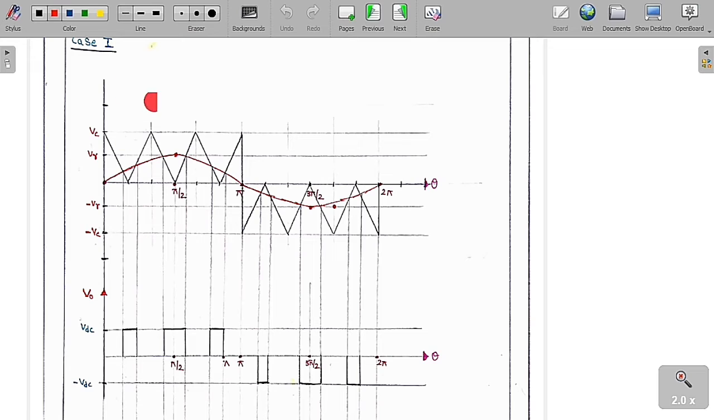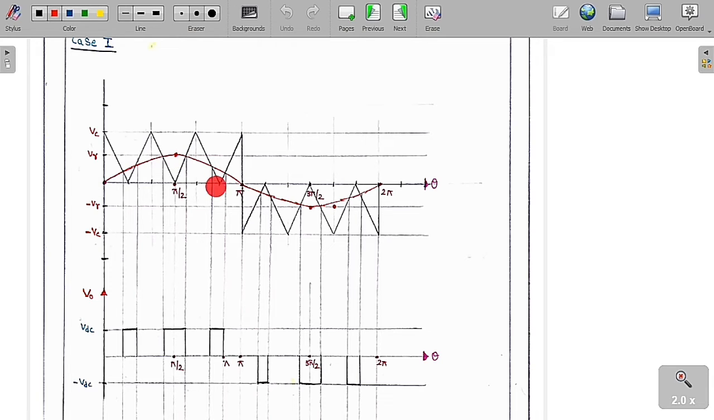So this is case 1. You can see clearly the reference signal is the sine wave and the carrier signal is the triangular waveform. Initially the reference signal value is 0, whereas the initial value of the carrier signal is the peak value. This is a very important point. Case 1: the initial value of the reference signal is 0 and the initial value of the carrier signal is the peak value. Then I am going to draw the graph like this.